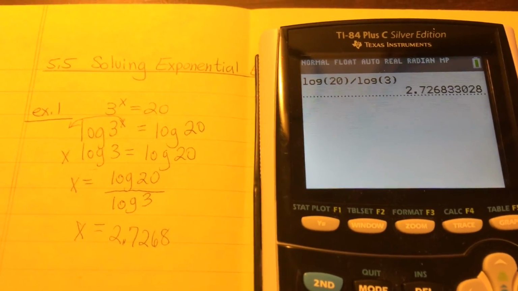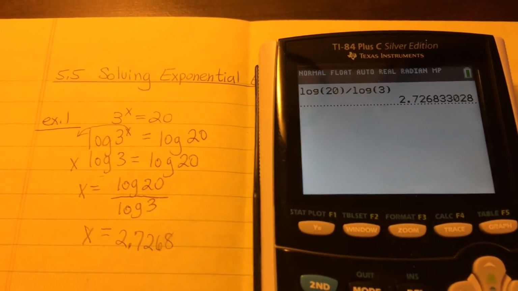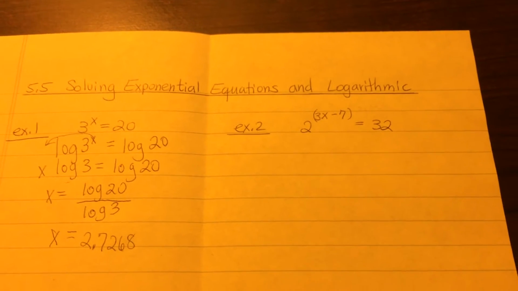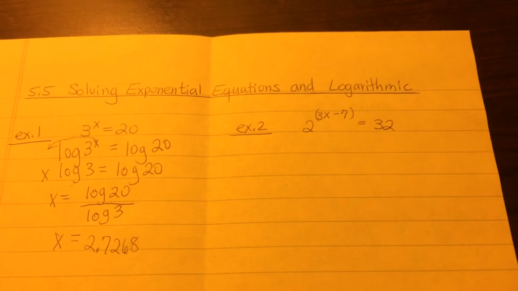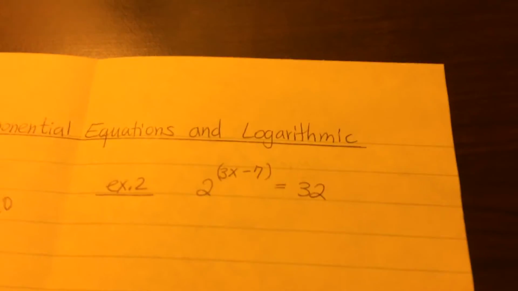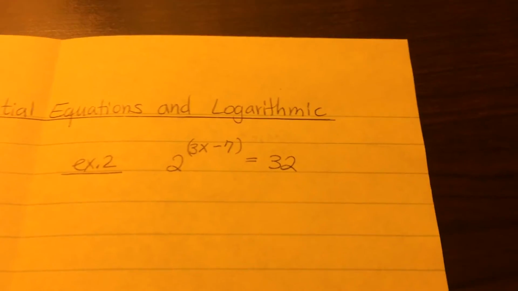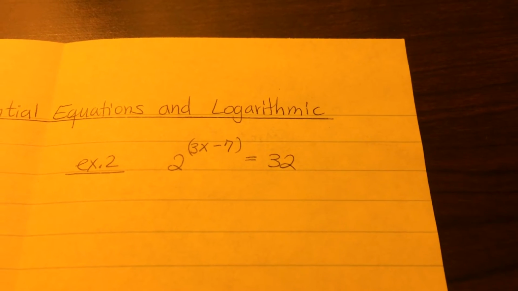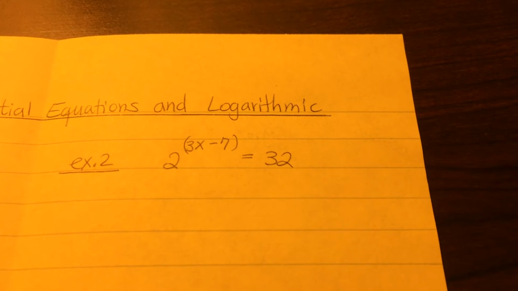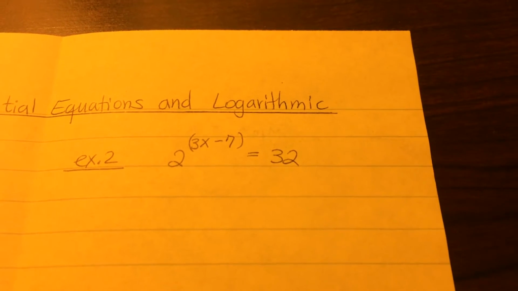So again, this is what we're doing: we're just solving for x. So that's one way. Now let's go into the other way. There's many ways to do this. So I'm trying to solve the different possibilities so you can see what other possibilities you come across. So example 2 gives us something like this. You have 2 to the 3x minus 7 as an exponent, and then equals 32.